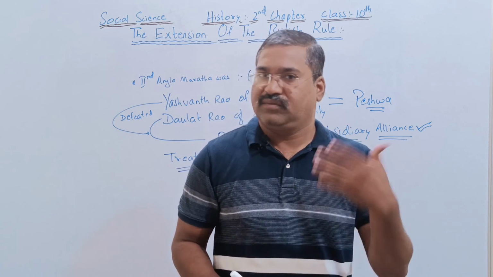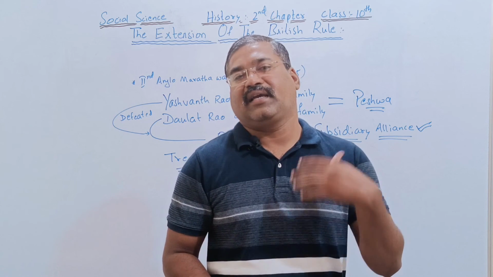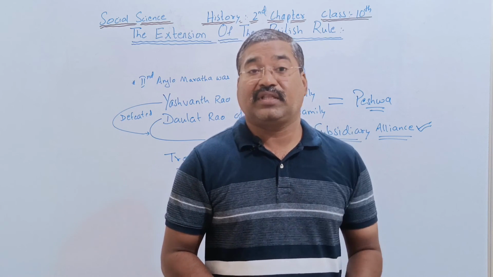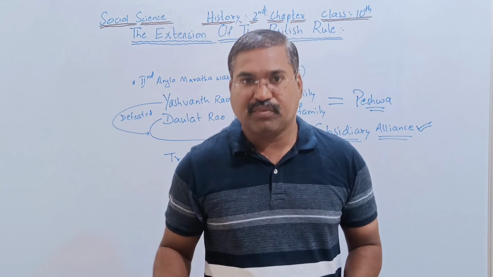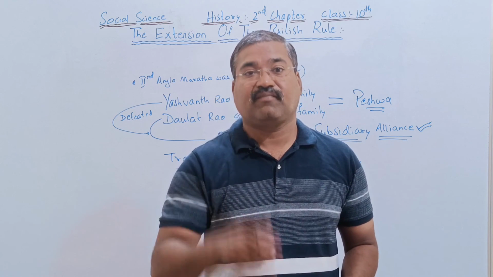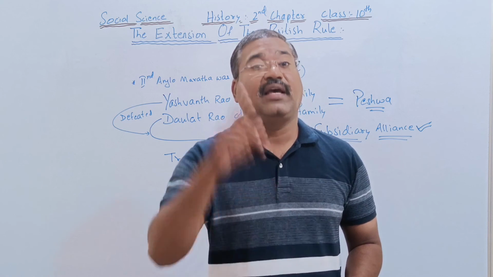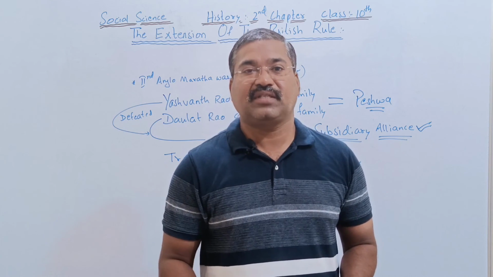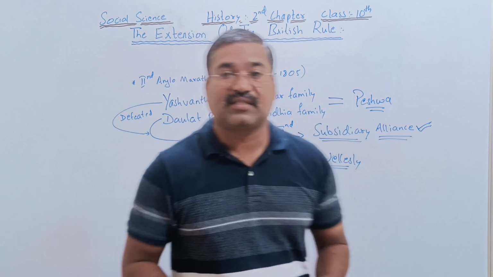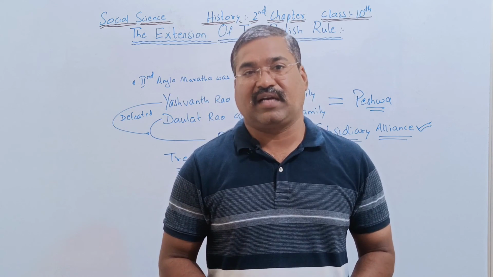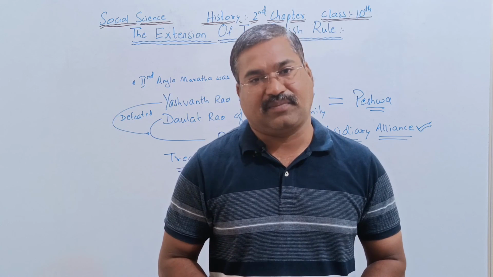Let me come with a new topic in my next session: the Third Anglo-Maratha War, end of Maratha supremacy, and even the Anglo-Sikh War, end of Sikh supremacy, and the two cunning policies. One was called subsidiary alliance, another one was called doctrine of lapse.